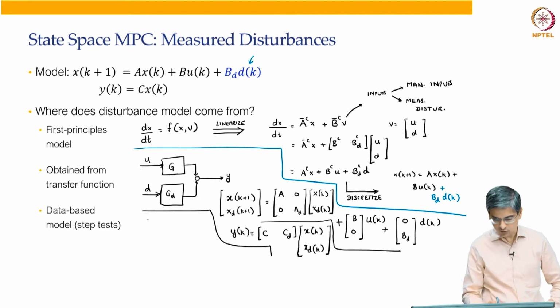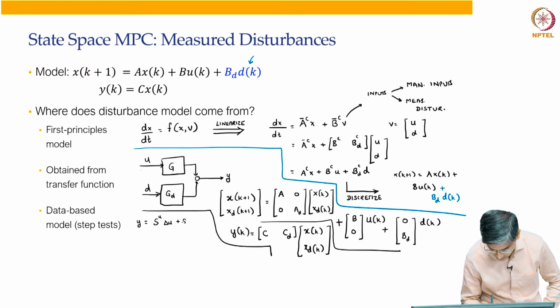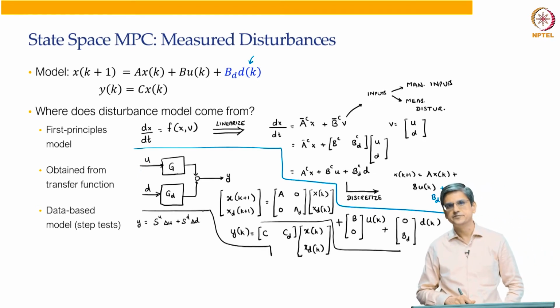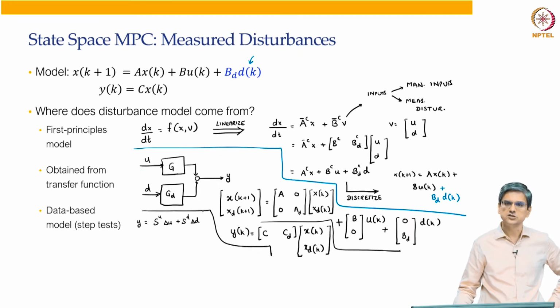So, that particular model we are just going to build it in the form of y equal to SU multiplied by delta U plus SD multiplied by delta D. Okay. And this is how we build a database model based on the step test.